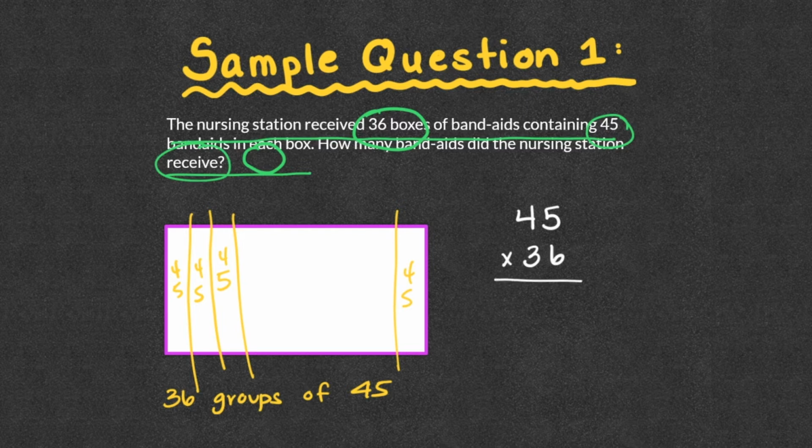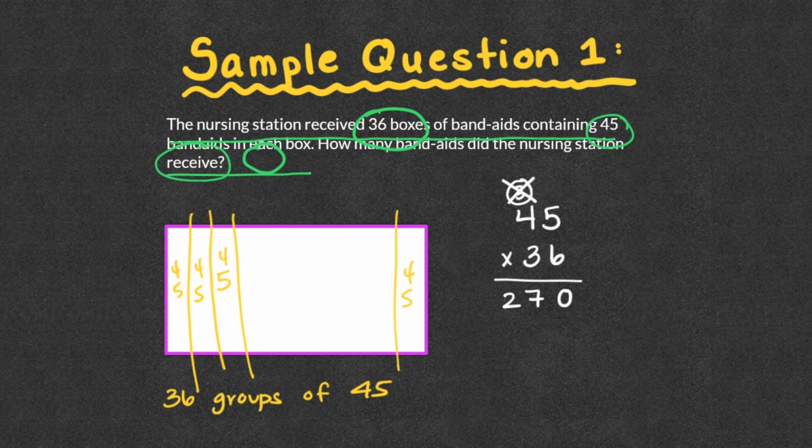So I set up my problem, 45 times 36. You could also do 36 times 45. Remember, with multiplication, the order does not matter. So let's multiply out. 6 times 5 is 30. Drop the 0, carry the 3. 6 times 4 is 24, plus 3 is 27. Now I'm going to cross out this 3 because I used it.